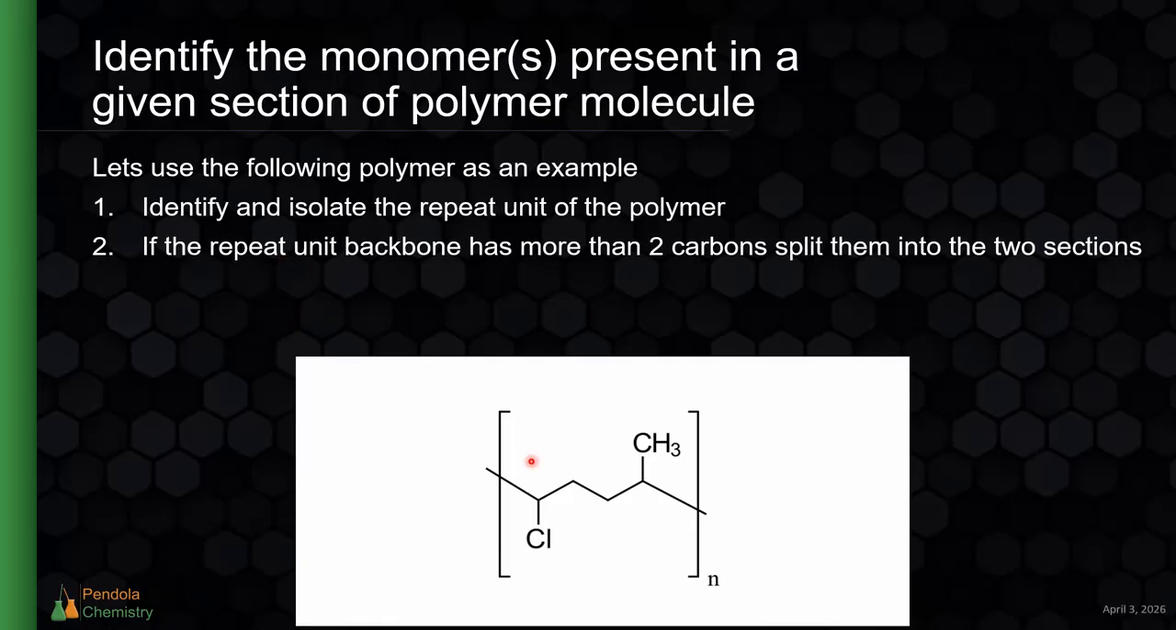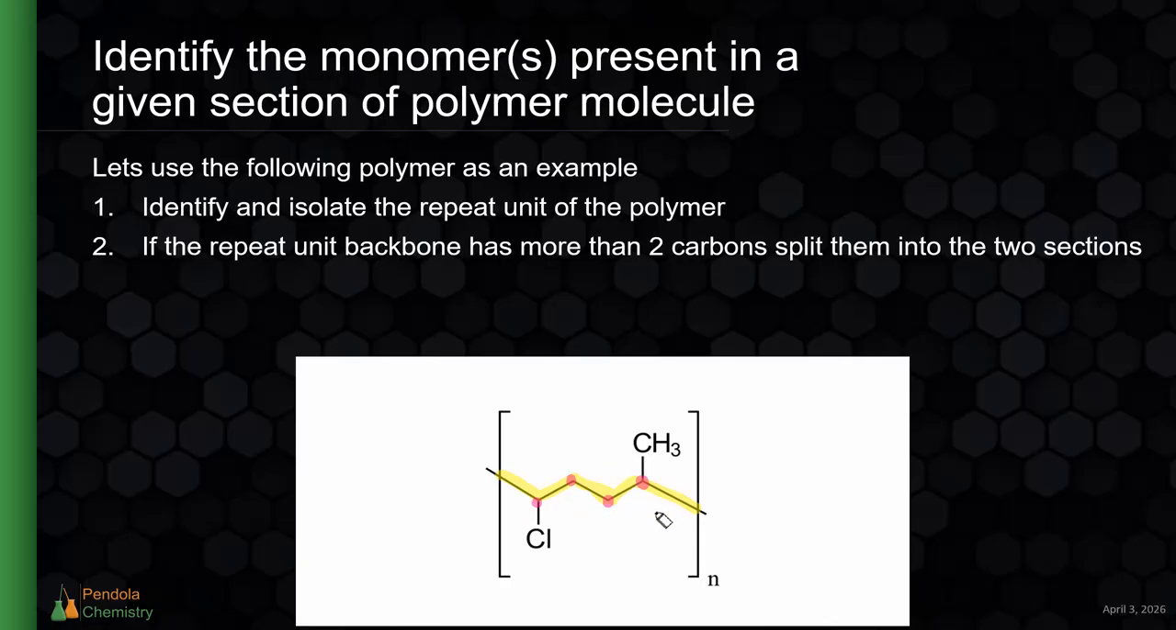If the repeat unit has a backbone, and remember the backbone, we are referring to the carbon chain at the center of our polymer. So this is our backbone. So if the backbone of our repeat unit has more than 2 carbons, then we're going to split it into 2 sections, because that means we have more than 1 monomer. So in this particular case, we have 1, 2, 3, 4 carbons. Because we have 4 carbons, we know we have 2 monomers.